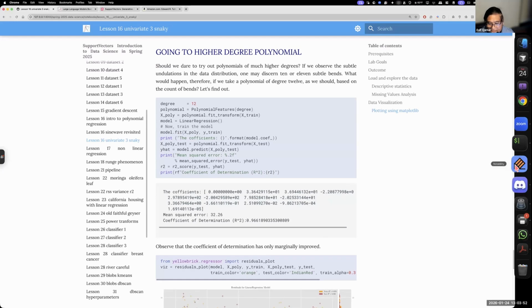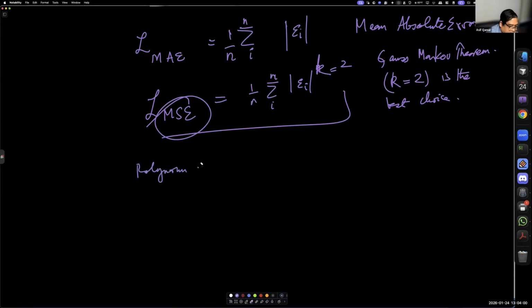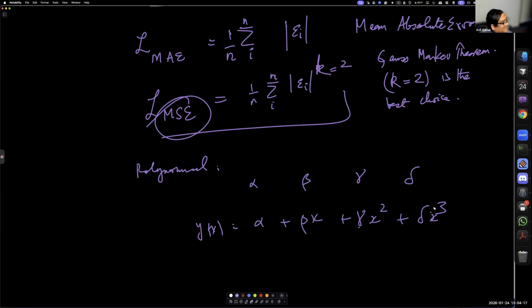So let me write it out for you. The model comes back polynomial. Let's say degree 3. It says the parameters are alpha, beta, gamma, delta. These are 4 values it emitted in the model. So what does it mean? Your equation is y(x) equals alpha plus beta x plus gamma x square plus delta x cube. Literally. This is your y hat. In 6 degrees, you have 6 terms.